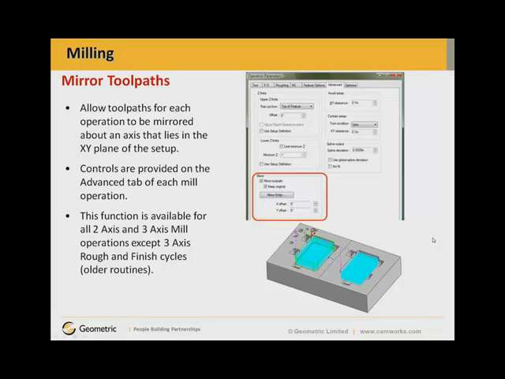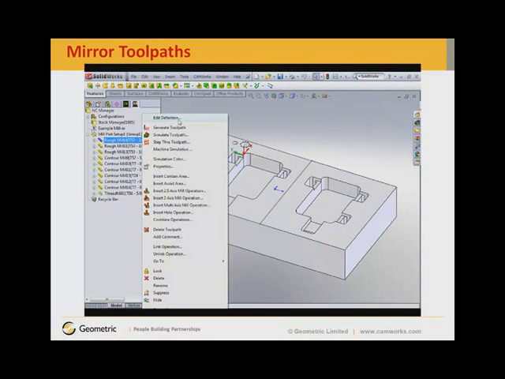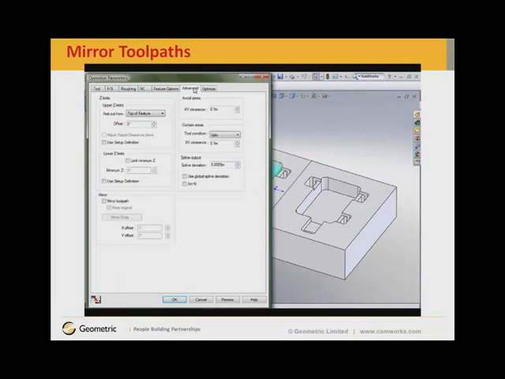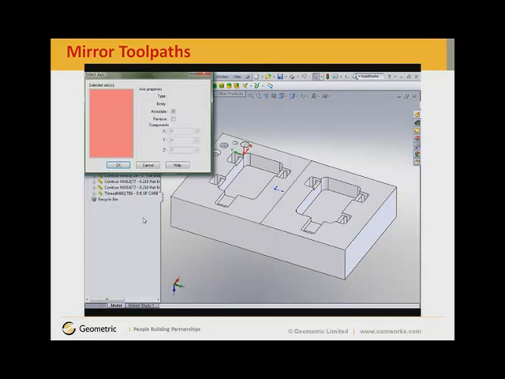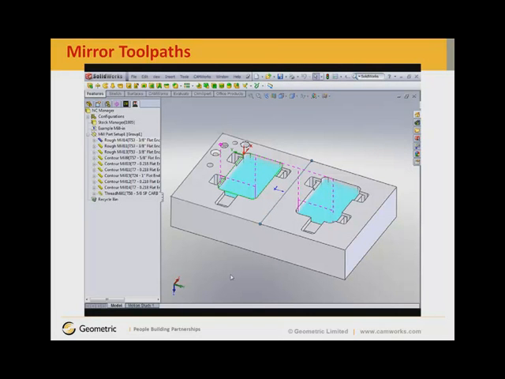Let me show you the mirror toolpath in action. So I'm going to edit Rough Mill 14. I'm going to go to the Advanced tab, select Mirror Toolpath, keep the original, and the mirror entity in this case is going to be a SOLIDWORKS sketch. Click OK, and here you can clearly see that the toolpath has been mirrored.